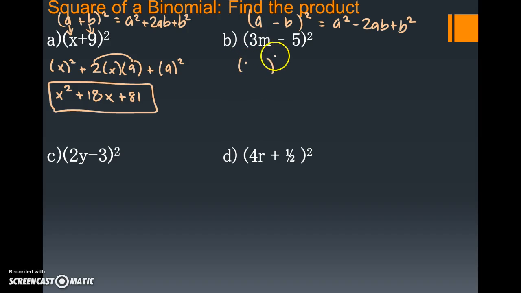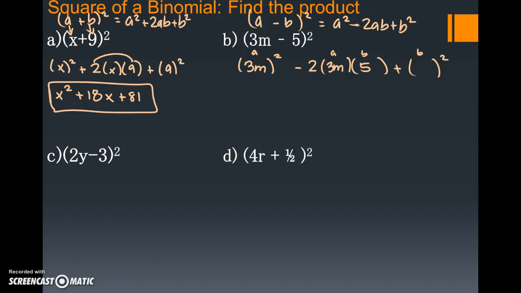So here's what I'm going to do. a² - 2ab + b². This is a, and this is b. So a is 3m, minus 2ab: a is 3m, b is 5. It's not negative 5, b is 5. So don't put a negative here and a negative here. Why? Because it's already accounted for right there.